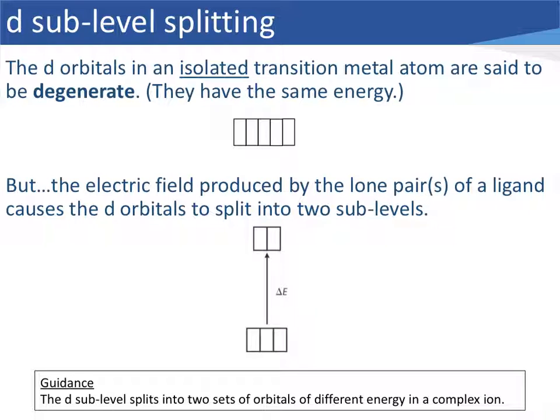In the essential idea syllabus statement, the idea of the energy of the d orbitals being degenerate in an isolated atom was mentioned. But when there is a ligand, the orbitals actually split into two levels of energy. And that splitting in the presence of a ligand is important.